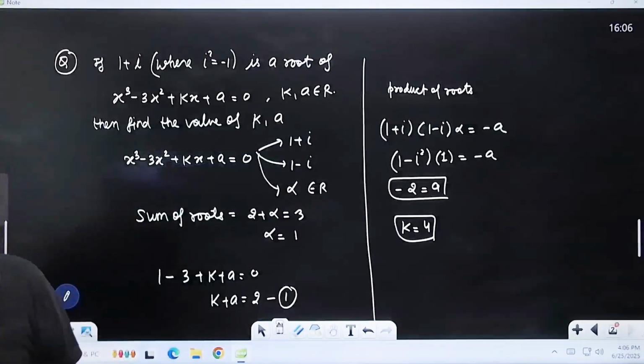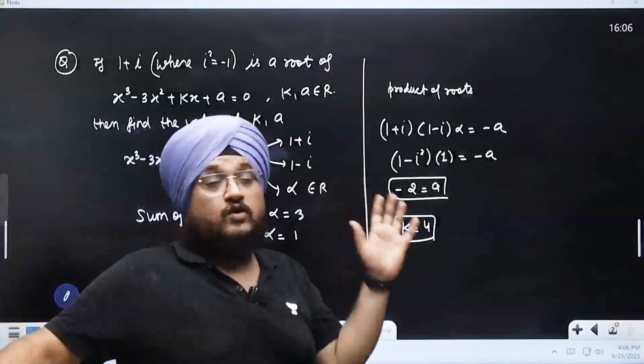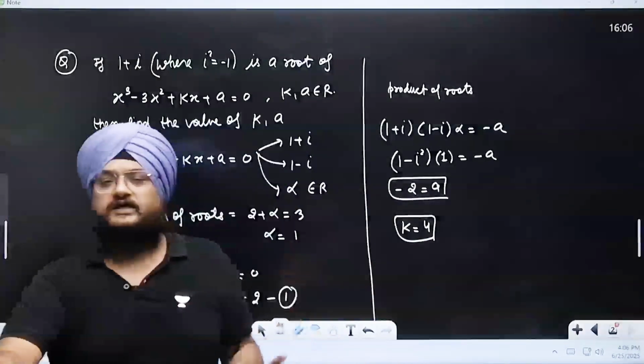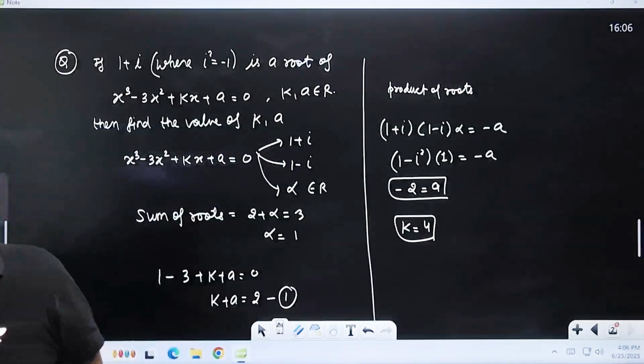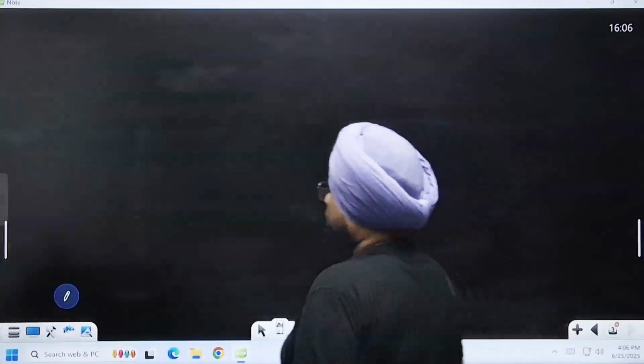Okay, so this is a cubic equation. We can apply the concept of nature of roots, that non-real roots occur in pairs only. Let us take one more problem of a cubic equation.